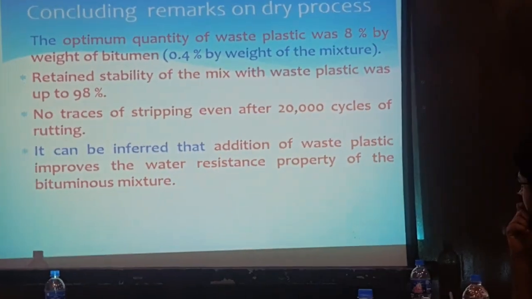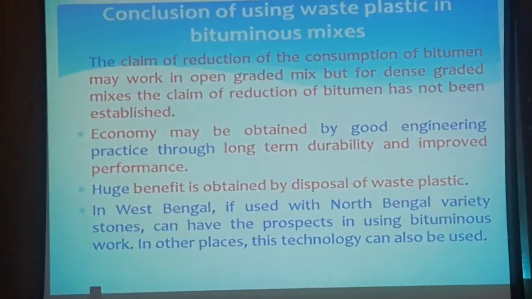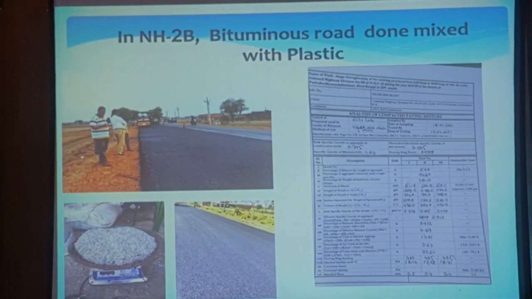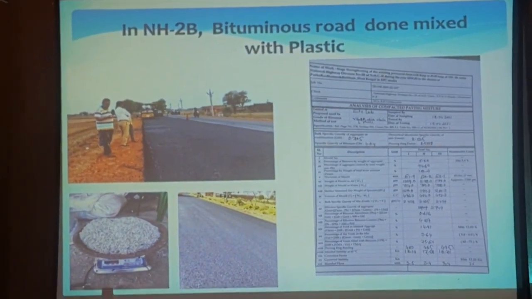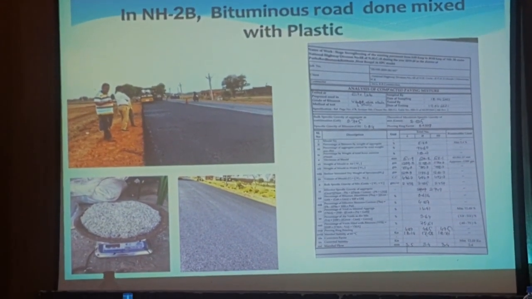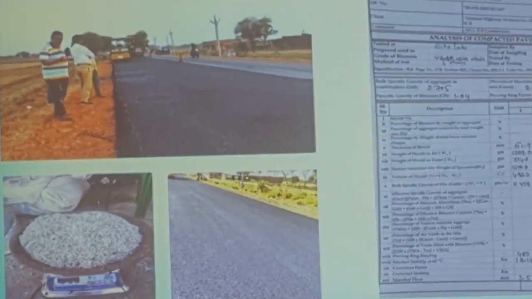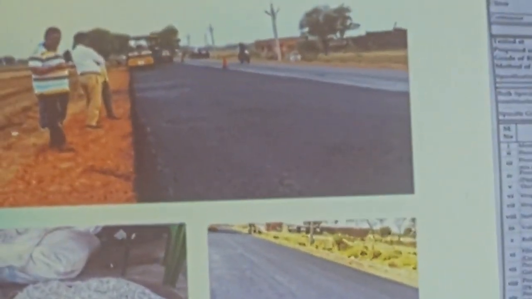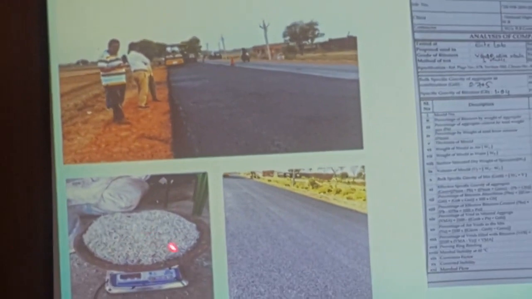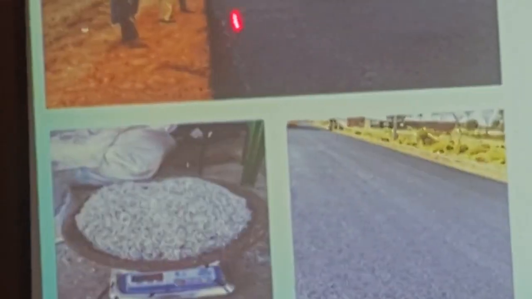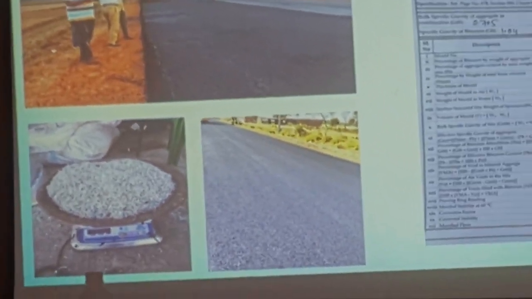This is the dry process, concluding remarks. We have done this on NH 2B, on the way from Bardhaman to Bolpur. This is the shredded plastic. This is being mixed and laid, and these are the mix design details.